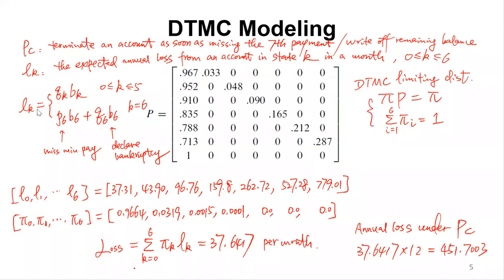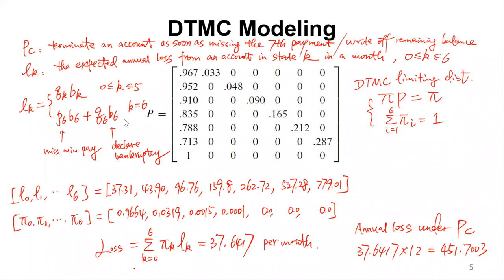So Q_K, what is Q_K? Q_K is the probability to declare bankruptcy. If the customer declares bankruptcy, then all the outstanding balance gets written off. So this is for state K from 0 to 5.